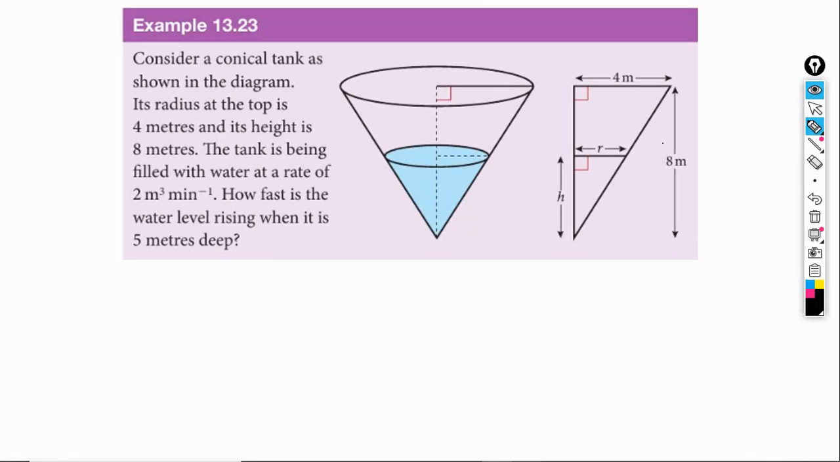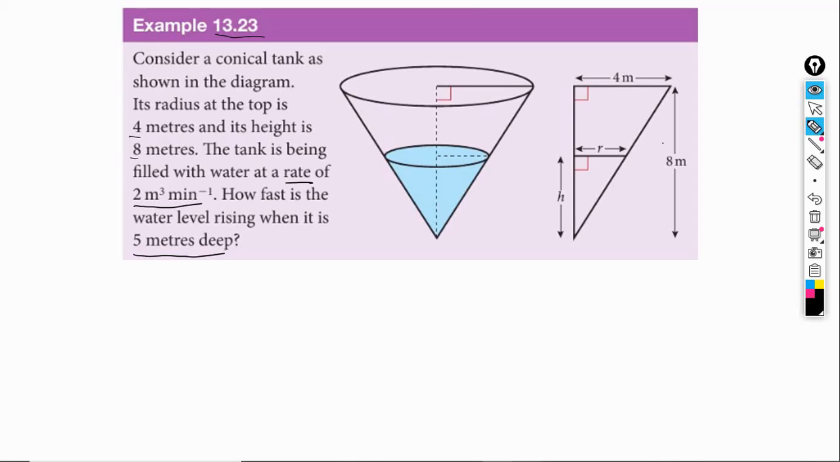Okay, people, so we are now on example 13.23, and this is going to be the last example on this video. So it says, consider a conical tank as shown in the diagram. Its radius at the top is 4 meters, and its height is 8 meters. The tank is being filled with water at a rate of 2 meters cubed per minute. How fast is the water level rising when it is 5 meters deep?